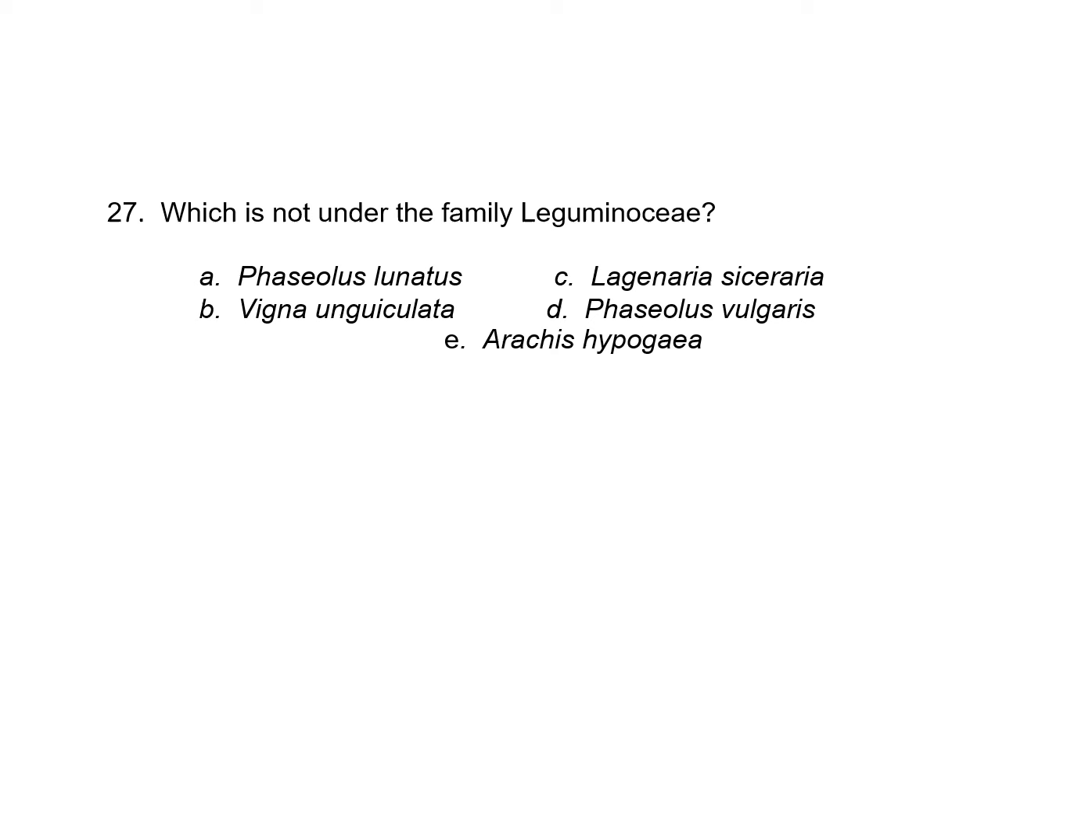Number 27. Which is not of the family Leguminosae? A. Phaseolus lunatus, B. Vigna unguiculata, C. Lagenaria siceraria, D. Phaseolus vulgaris, or E. Arachis hypogaea. The answer is Lagenaria siceraria.